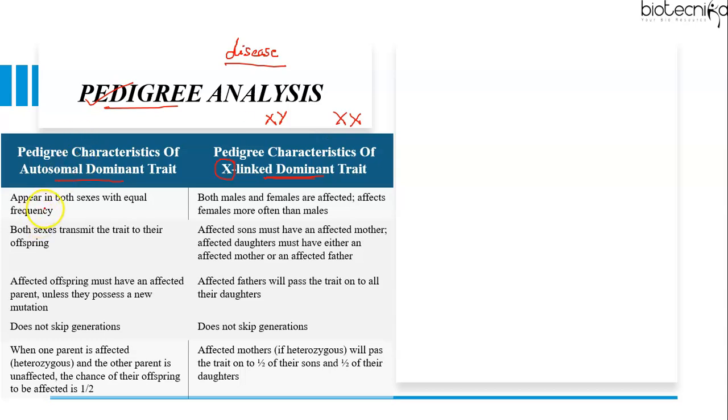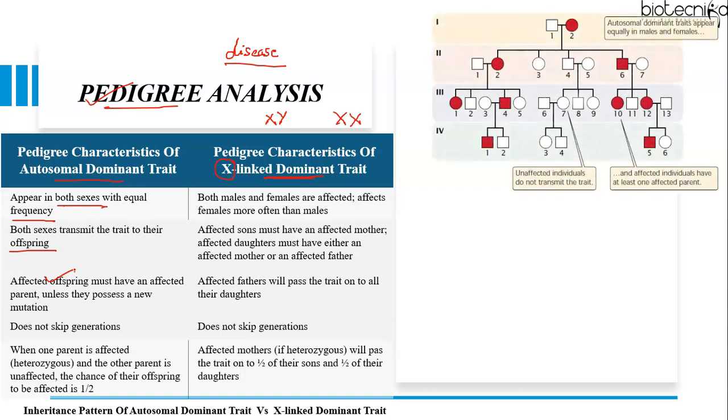Autosomal dominant traits appear in both sexes with equal frequency, and both sexes are capable of transmitting these traits to their offspring. As we all know, every person with a dominant trait must have inherited the dominant allele from at least one parent. Therefore, an affected offspring must have an affected parent unless they possess a new mutation.